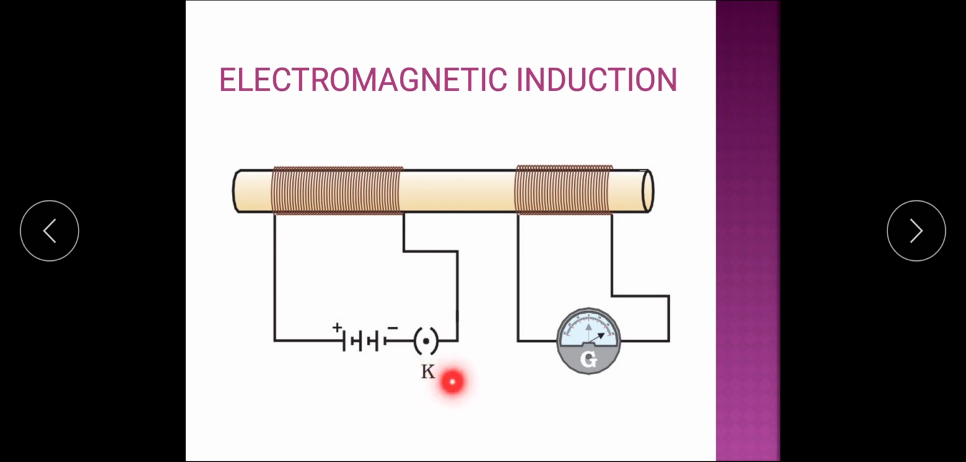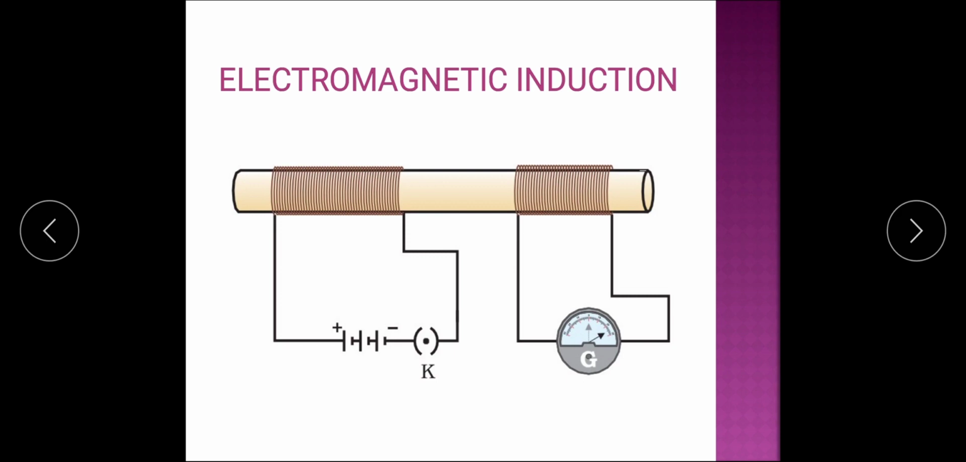Now, when I will switch on the key, current will start flowing in the primary coil, and before it reaches its maximum, steady value, it will increase. So when the current in the coil increases, I will find that there is a momentary deflection in the galvanometer. Immediately after that, the galvanometer will come back to zero mark as soon as the current becomes steady. When I disconnect the key, I will find that again there is a deflection in the galvanometer, but in the opposite direction.